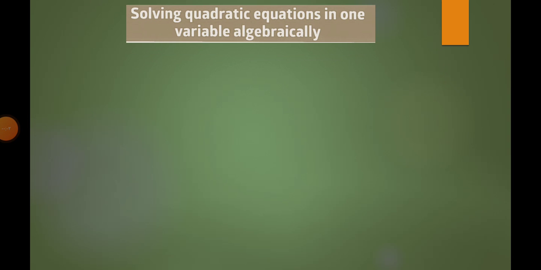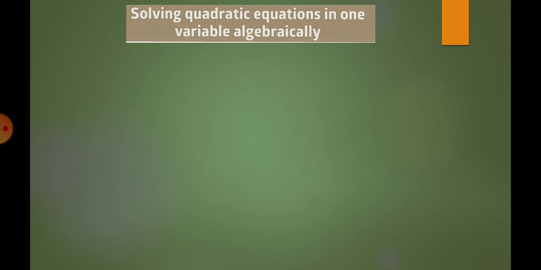Bismillah ar-Rahman ar-Rahim. Today we are talking about solving quadratic equations in one variable algebraically. We start with factorization of trinomials. Trinomials means expressions consisting of three terms. Now we are talking about factorizing this trinomial and applying the factorization to solve the quadratic equation.